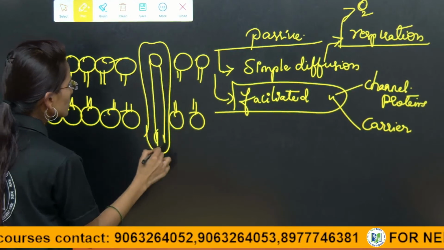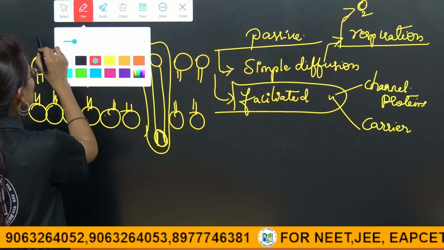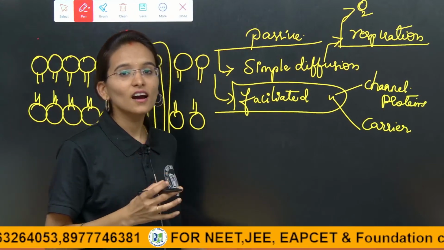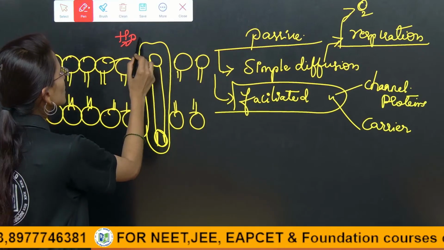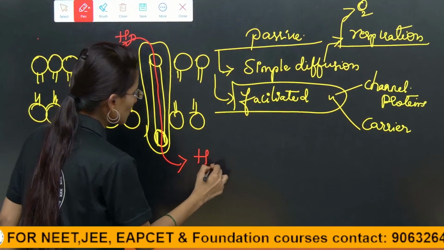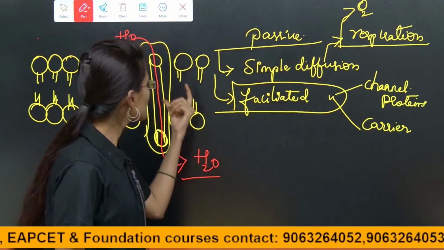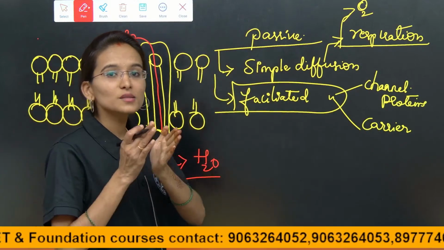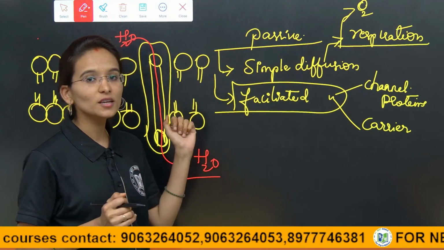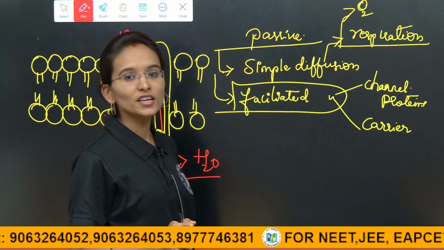From this channel protein you can transfer the solvent molecules. Outside the cell there is a high concentration of solvent, so you can easily transport it from here to the intracellular fluid. Simple. This is facilitated diffusion, where some channels, some special passages, are involved to transfer the solvent molecules from higher to lower concentration. These are the channels which give a way to transport.